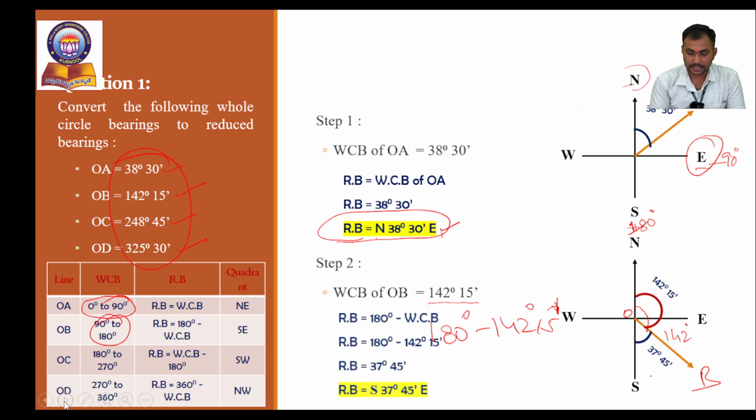Okay, I think you people have understood. See here, the formula I have applied for reduced bearing is 180 degrees minus WCB. What is the WCB value? He has given 142 degrees 15 minutes. Here there is no need to refer to the table, my dear students. You can refer only to the diagram part. The diagram gives the correct point and the correct value. Okay, right. We will see the next two values.